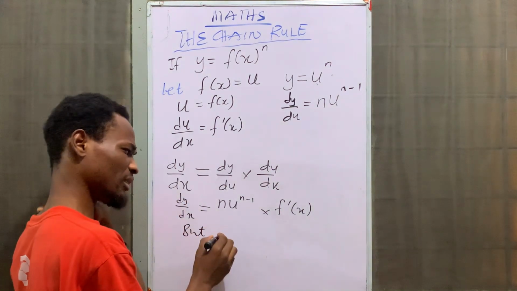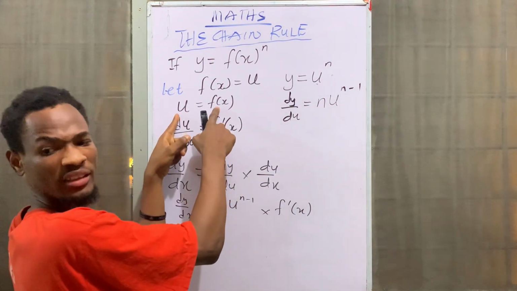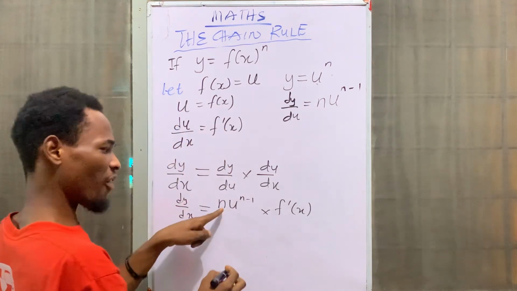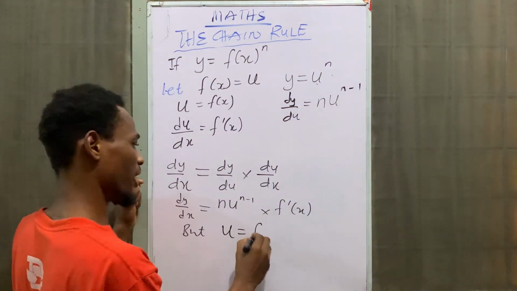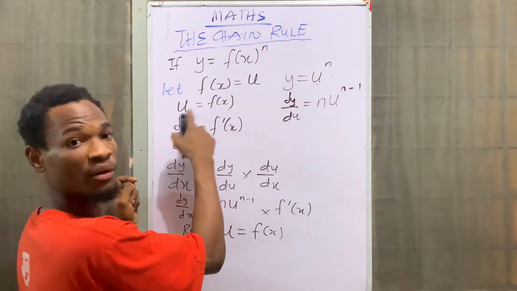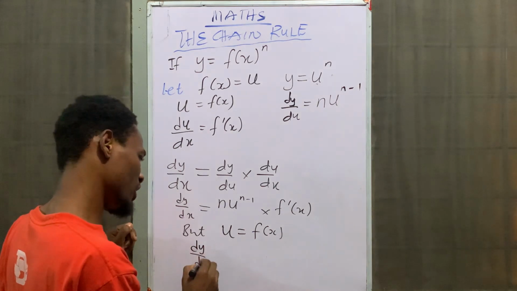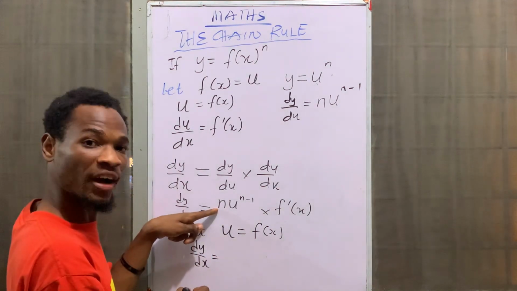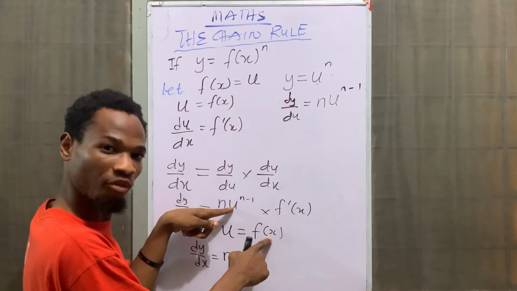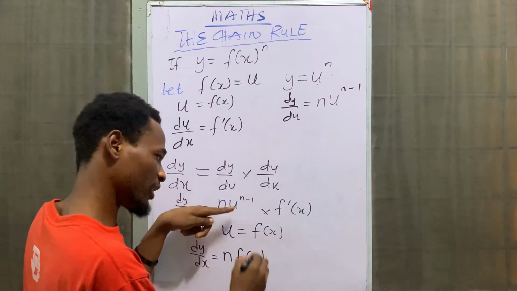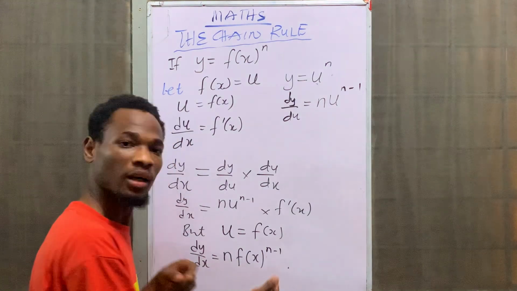But remember, from the onset I said let u represent f of x. Are you okay? So I have my n here, but you know that my u is equal to my f of x. That is the relationship. So by simple substitution, dy/dx is equal to n times u. Now what is my u? I know that u is the same as f of x. So it will be f of x to the power n minus 1.